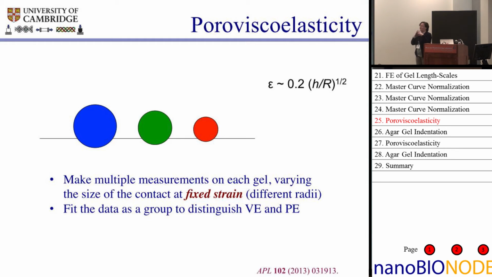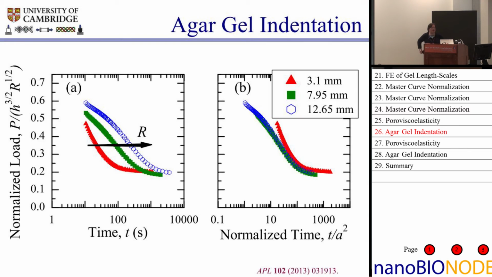So you can no longer get the full set of material properties just by fitting a single curve, as you could for a purely viscoelastic case or a purely poroelastic case. But if you make these multiple measurements, 3 or 4 different indenter sizes, and here's where I reveal that over the course of our nano indenter plus our micro indenter, I think we have 30 different indenter sizes right now, about 8 for the nano indenter and 20 some for the micro indenter. As we fit the data as a group, then that allows us to distinguish between the viscoelastic behavior and the poroelastic behavior.